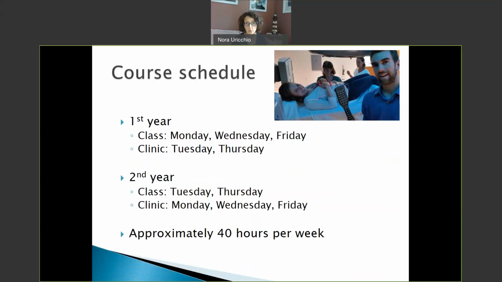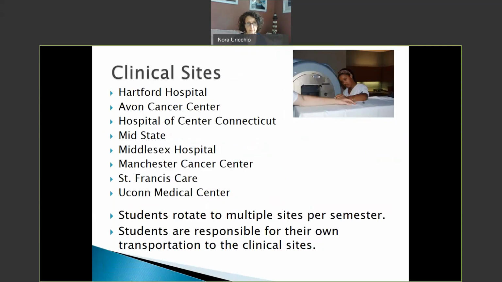You are in the program 40 hours a week. So class or clinical, 40 hours a week. And the first year, you're in class Monday, Wednesday, Friday, in clinic Tuesday, Thursday, and then the reverse is true for the second year. This 40 hours a week does not include study time, so that is additional time you will be studying.